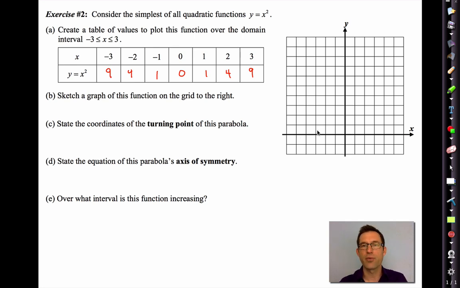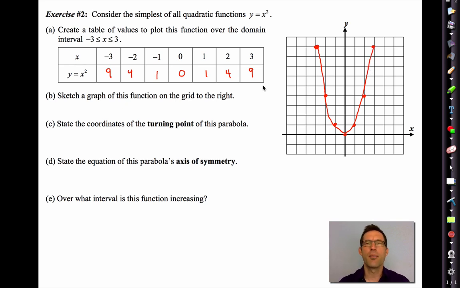Great, so I'll do -3, 1, 2, 3, 4, 5, 6, 7, 8, 9. And then I'll do -2, 1, 2, 3, 4. -1, 1. 0, 0. 1, 1. 2, 2, and 3, 9. And now for the Euler guarantee of a badly drawn graph. Oh, man.